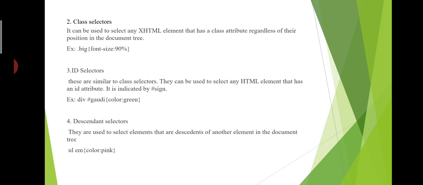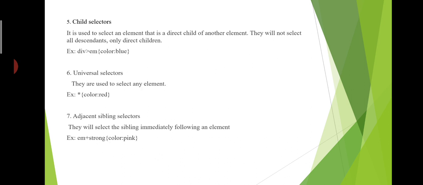Next, coming to the descendant selectors. Descendant selectors are used to select elements that are descendants of another element in the document tree. So I have given ul em. In the ul, whichever em is there will get highlighted with the pink color.